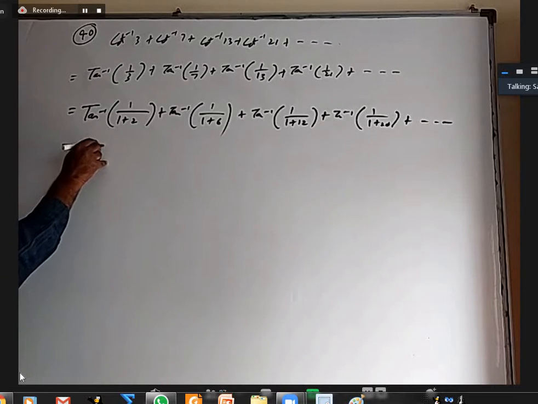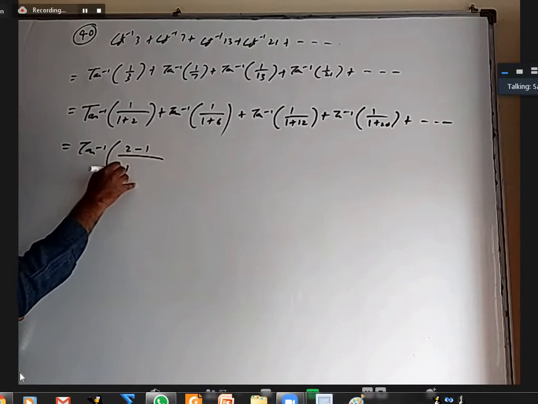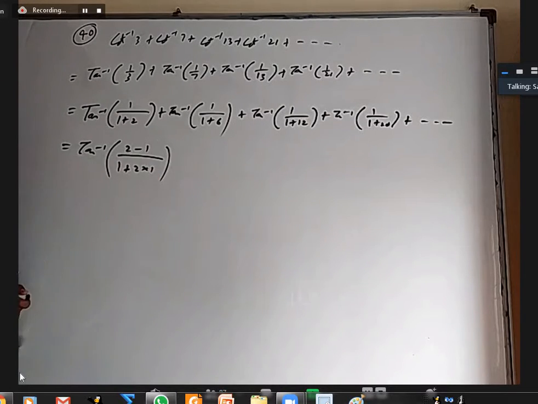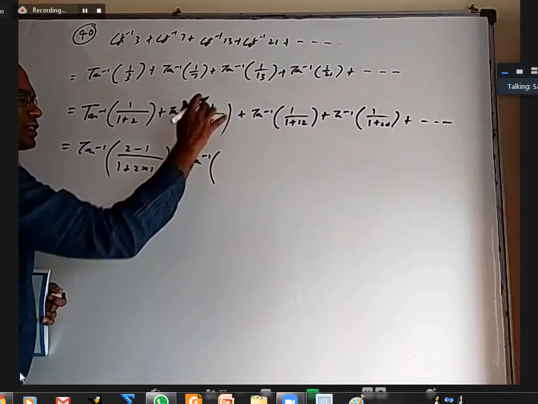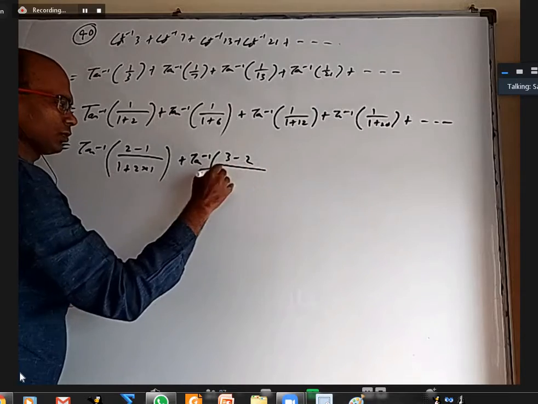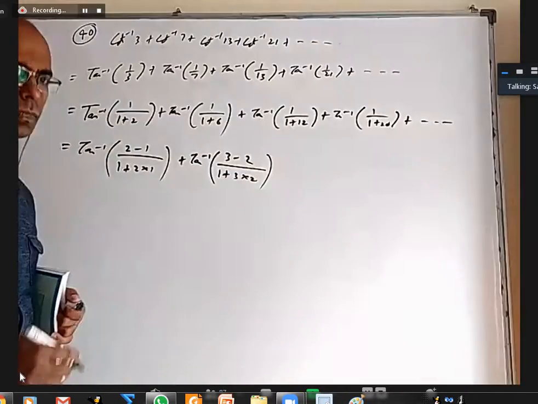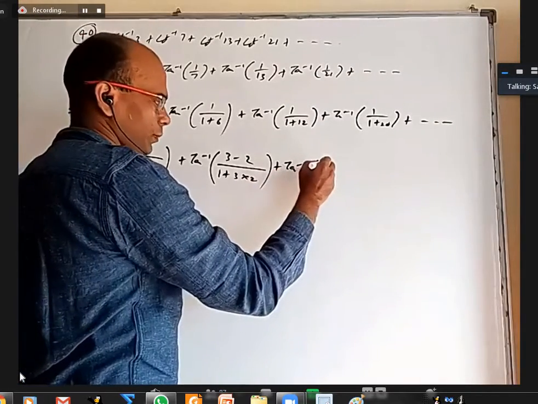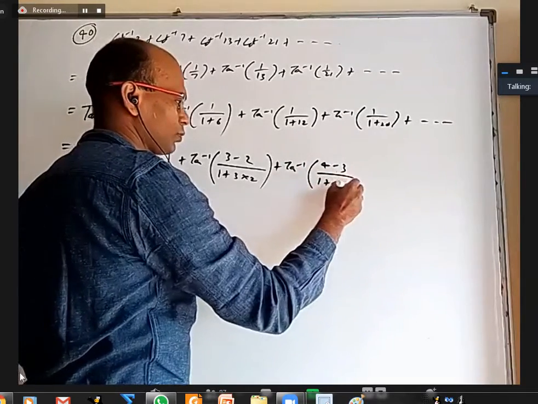So this is tan inverse. This 1 I can write as 2 minus 1 and this 2 I can write as 2 into 1. And the second tan inverse, this 1 I can write as 3 minus 2 and this 6 I can write as 3 into 2. Similarly, this is tan inverse 4 minus 3 by 1 plus 4 into 3.